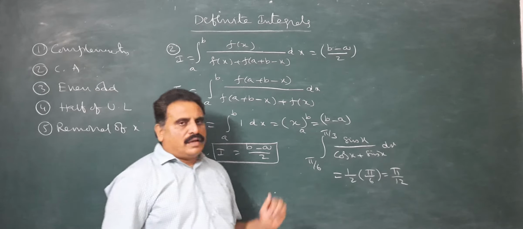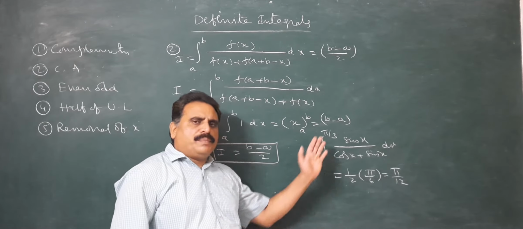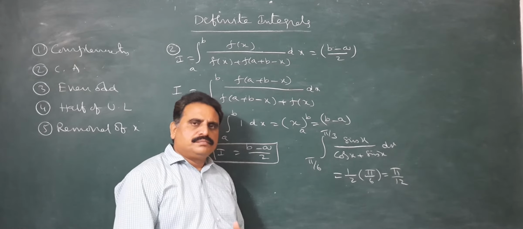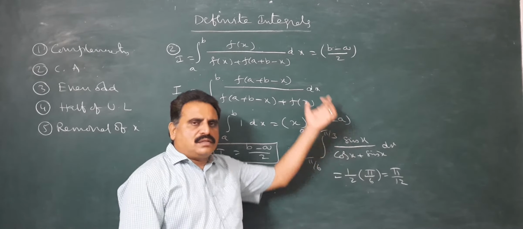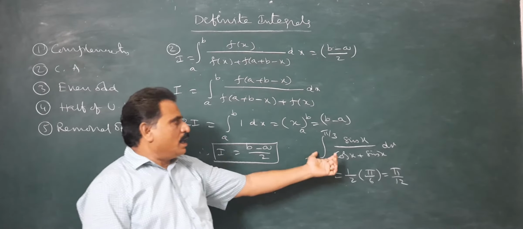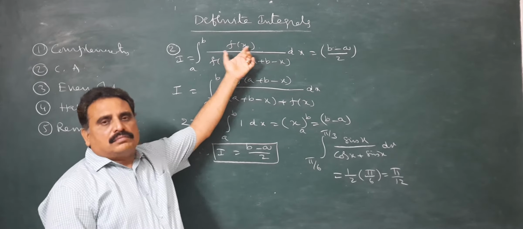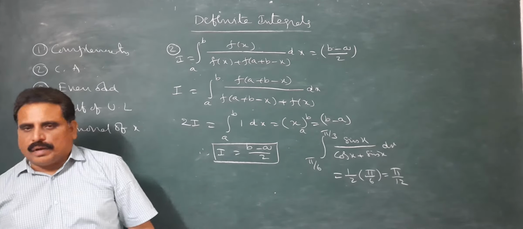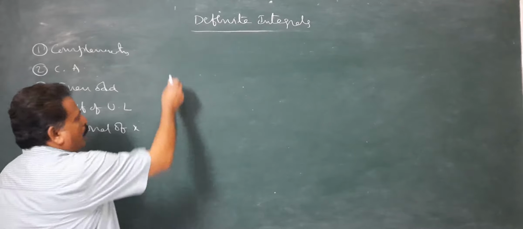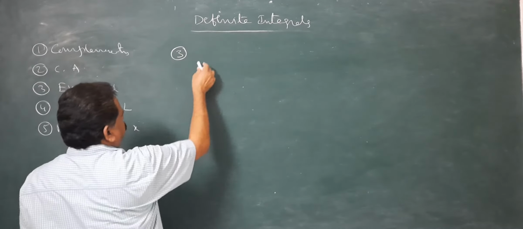We need not solve that. Sometimes this type of questions are given in mains. By observing the problem, immediately you have to identify that this belongs to this formula. So (b minus a) by 2. Very simple formula. Now the even-odd property.